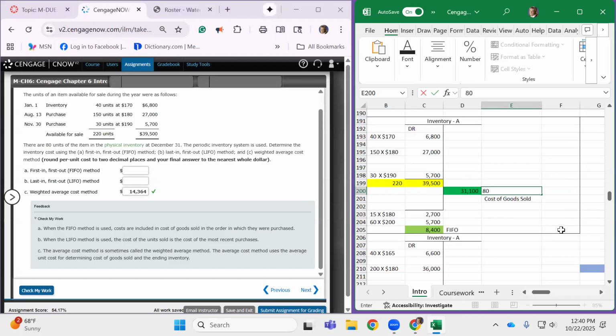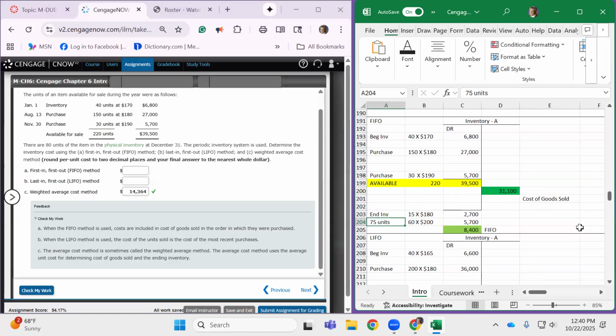We got 80 units. It says that we sold, okay. We have 80 units still here, right? Down here below. Let me go ahead and put in.